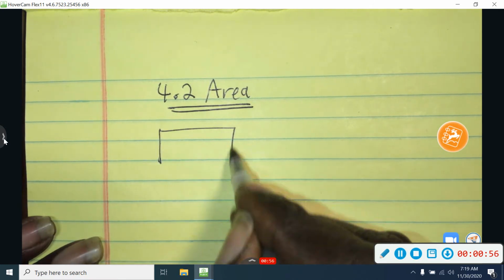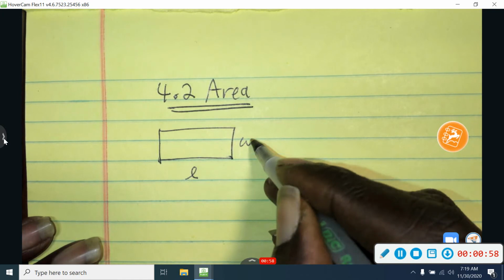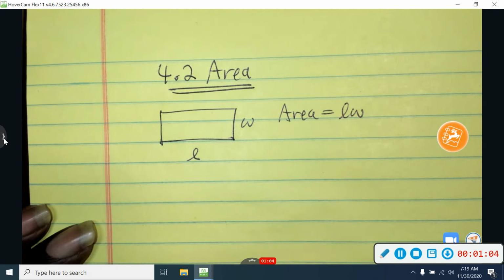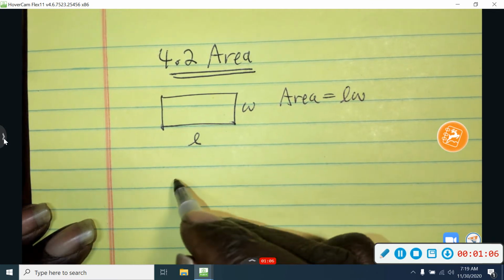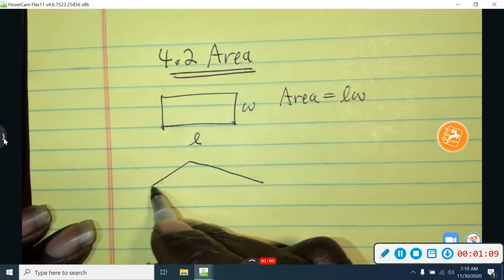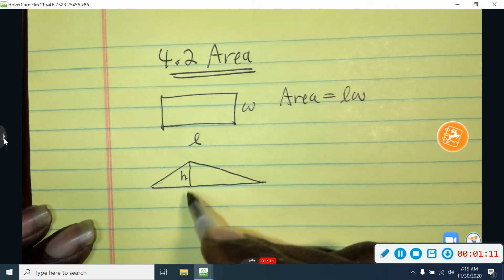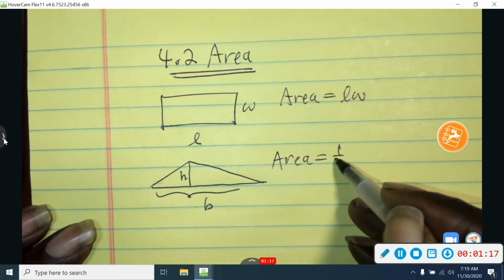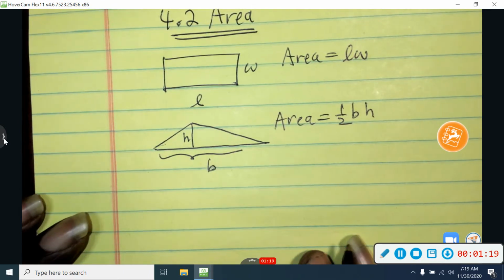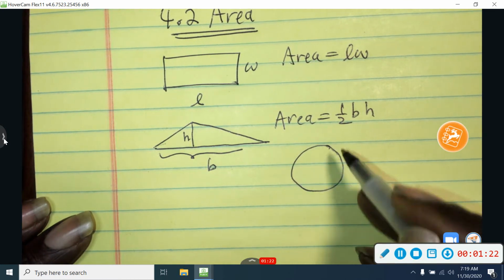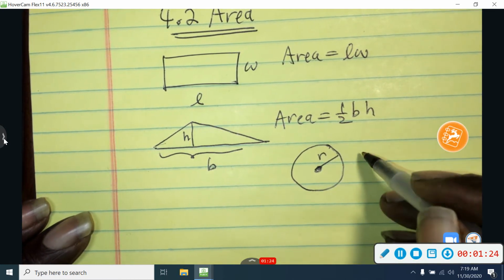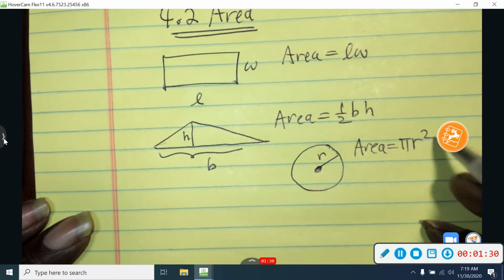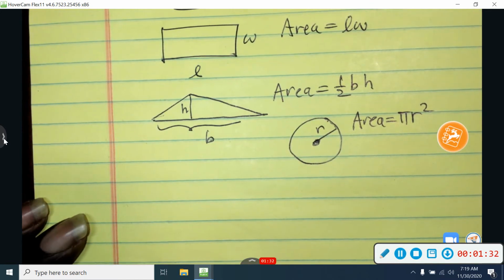If you have a rectangle with length L and width W, then the area is length times width. What's there to talk about? If you have a triangle where the height is h and the base is b, then of course the area is 1/2 base times height. Or if you have a circle and the radius is r, then the area is pi r squared. What else is there to talk about area?